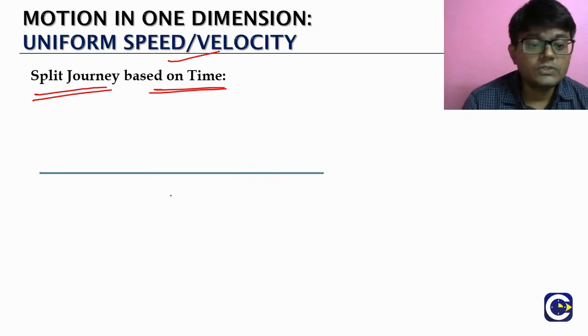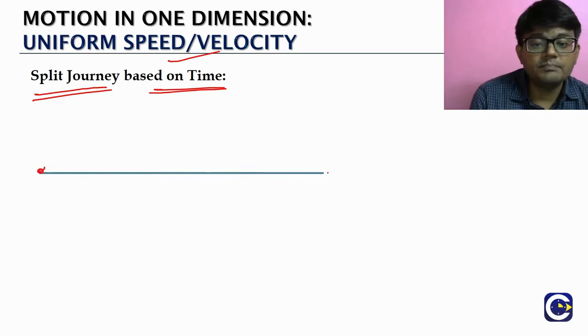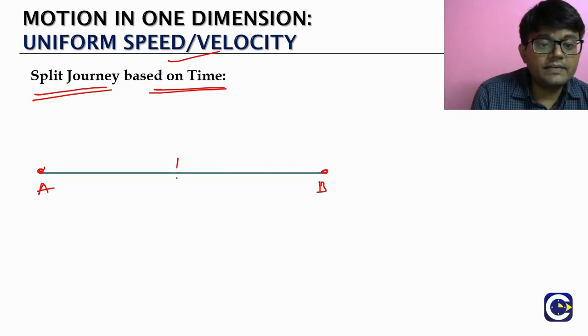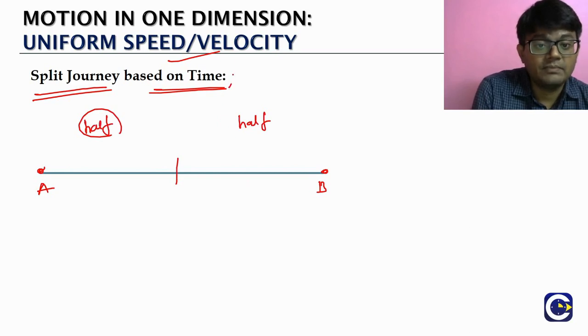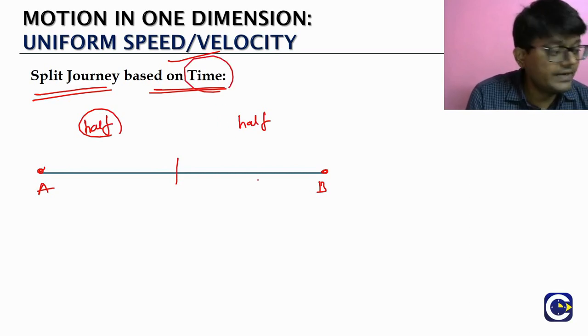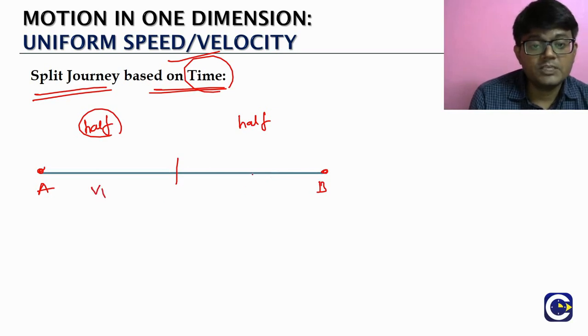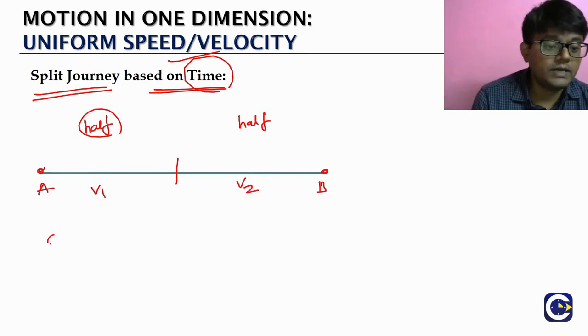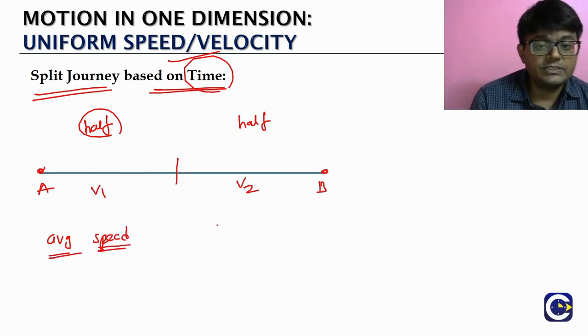Okay, so let us start with one very simple example. Let us look at the total journey, which is divided into two equal halves. So first half and second half. This is based on the time. We are dividing it based on the time. Let us say for the first half of the time the speed is v1. Second half of the time the speed is v2. Now our task is to find the average speed for the entire journey.